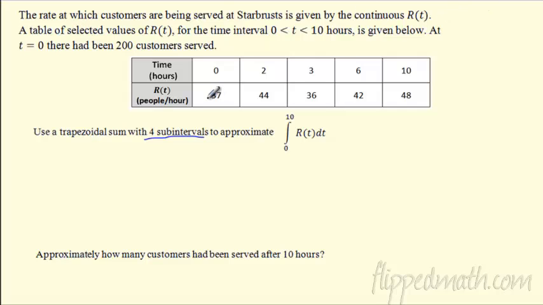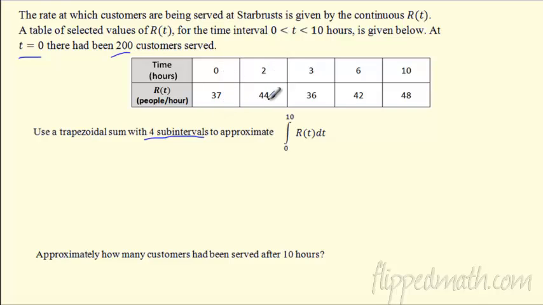So there's my function. And so I've got a table of selected values of 10 hours. This is something new here. At t equals 0, I've already served 200 customers. So then, for some weird reason, I start my clock and say, okay, at time 0, I'm serving 37 people per hour.